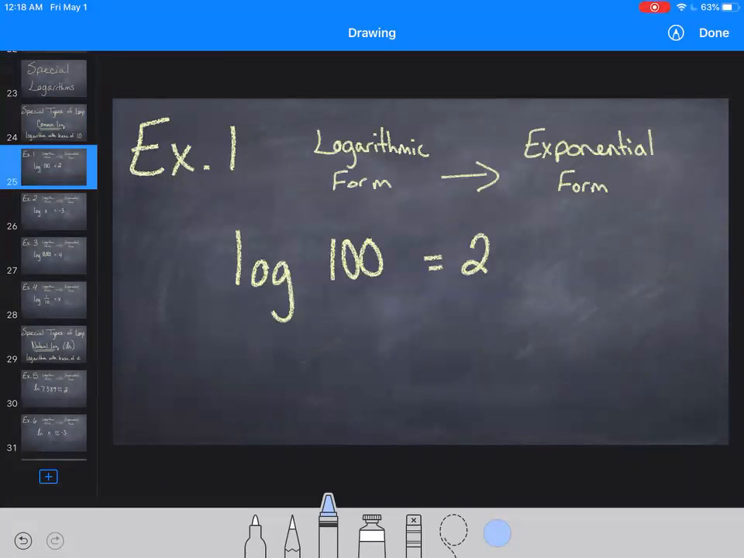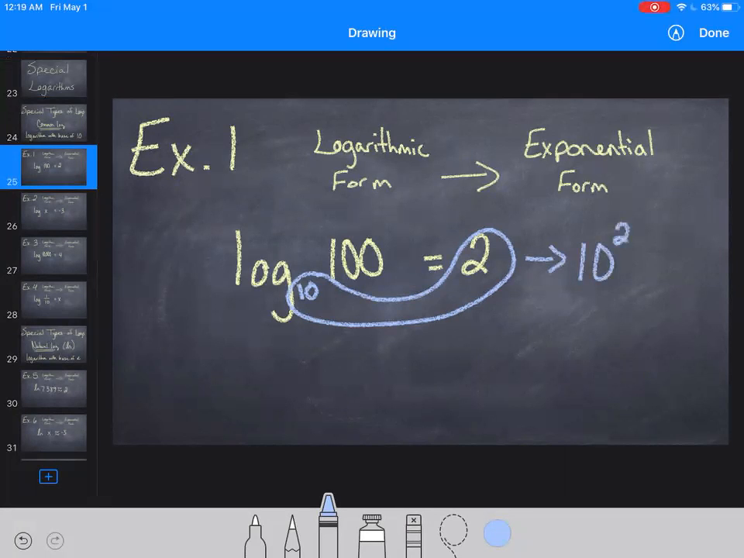If I ask you to rewrite log of 100 is equal to 2 into its exponential form, remember the first thing you circle is the base, the second thing you circle is your answer. Well, we don't have a base, so we would actually have to put our base back, and then we would circle our base and our answer. And whenever I rewrite it, I end up with the base of the exponential form to the exponent is equal to the argument. And you can see that this is a true statement because 10 squared is equal to 100.